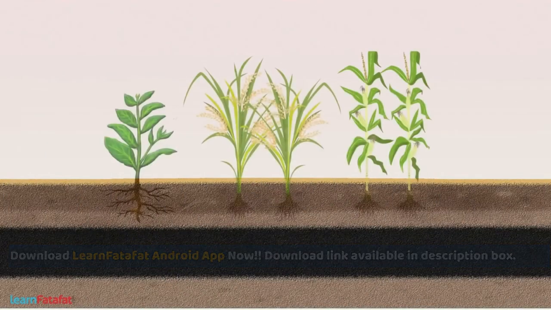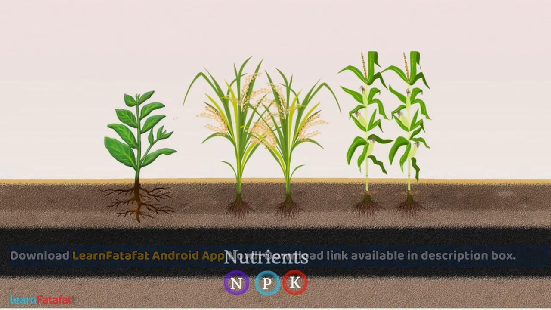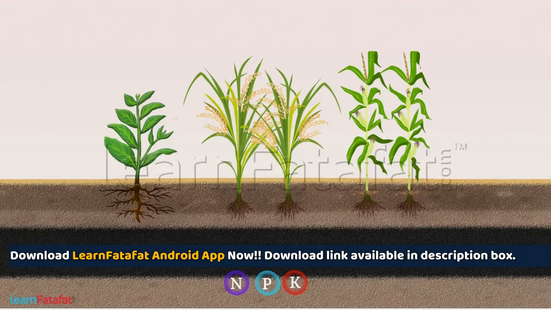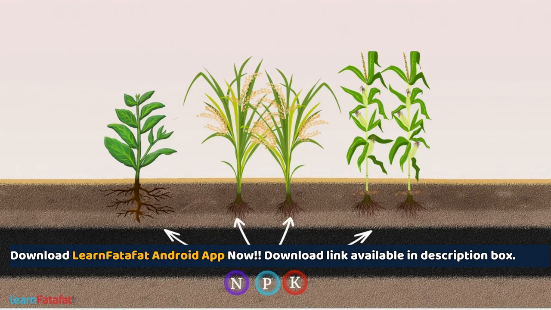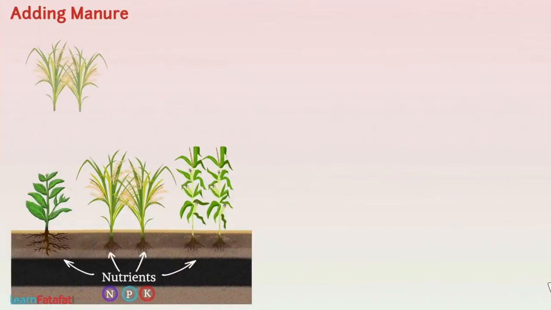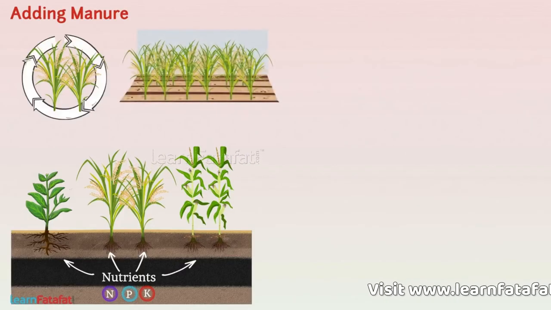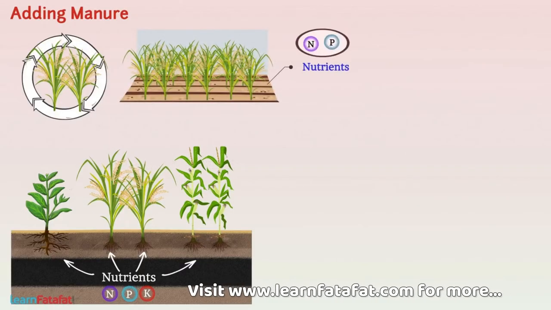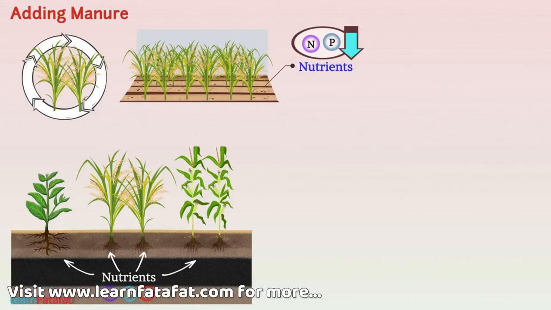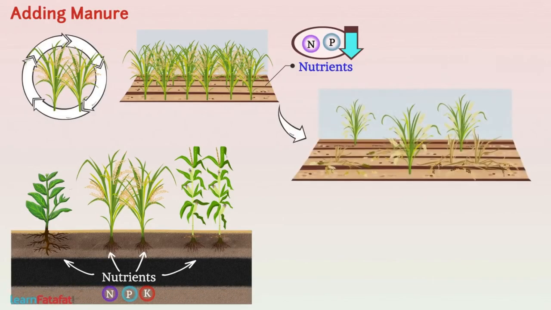Adding manure. Plants need nutrients for their growth. These nutrients are obtained by plants from the soil. If the same crop is taken on the same land one after the other, then it reduces certain nutrients from the soil, due to which the crop production reduces.